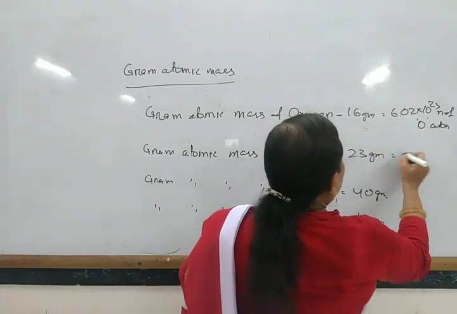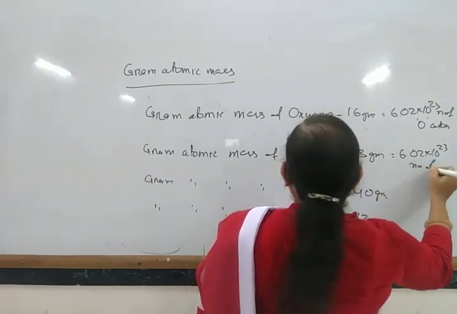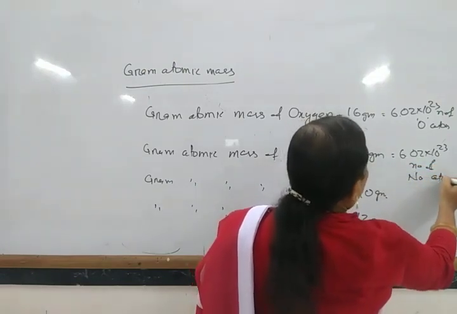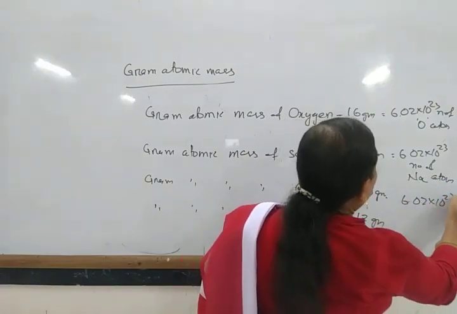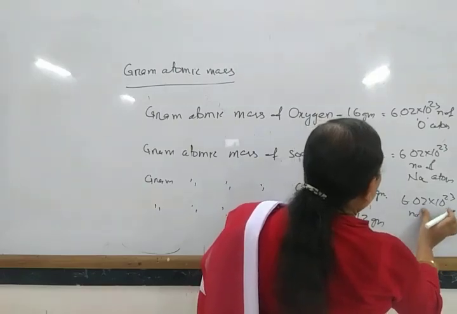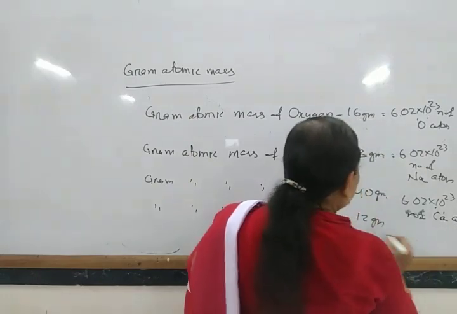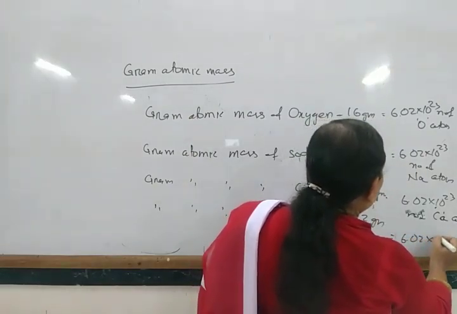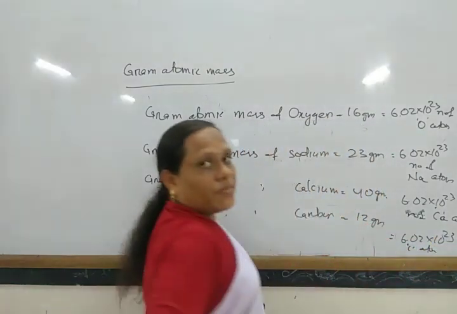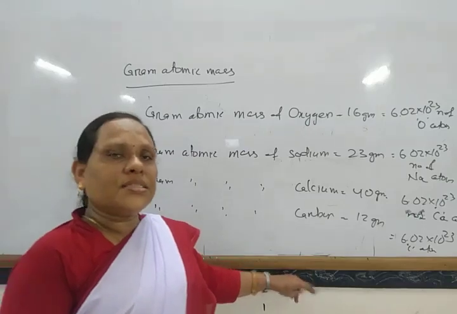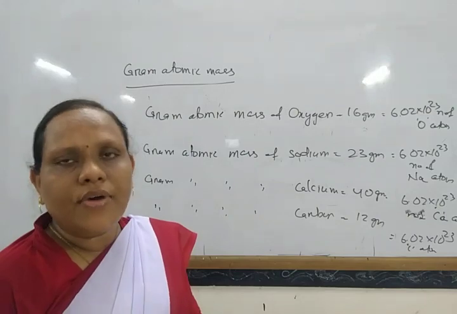It contains 6.02 × 10^23 sodium atoms. It contains 6.02 × 10^23 calcium atoms. It contains 6.02 × 10^23 carbon atoms. So what is its gram atomic mass? That always contains 6.02 × 10^23 atoms.